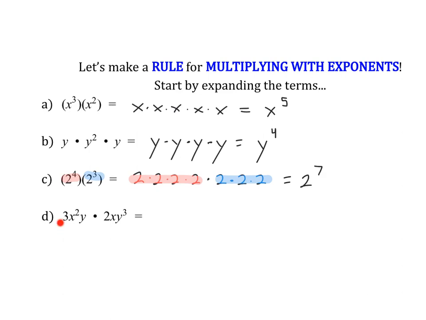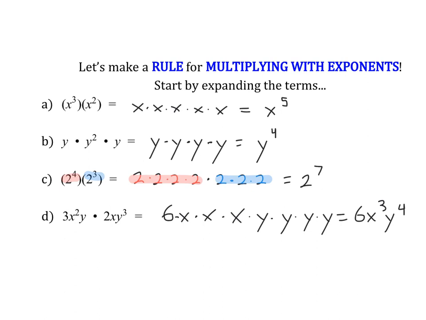And then here, first we have our coefficient, so let's just do one part at a time. 3 times 2 is just 6. And then let's see how many x's we have. So we have x squared, which is x times x. And then we have another x here. And then we have y and y cubed. So that gives us y times y times y times y. And that leaves us with 6. I have multiplied x 3 times, so that's x cubed. And I've multiplied y 4 times, so that's y to the 4th.